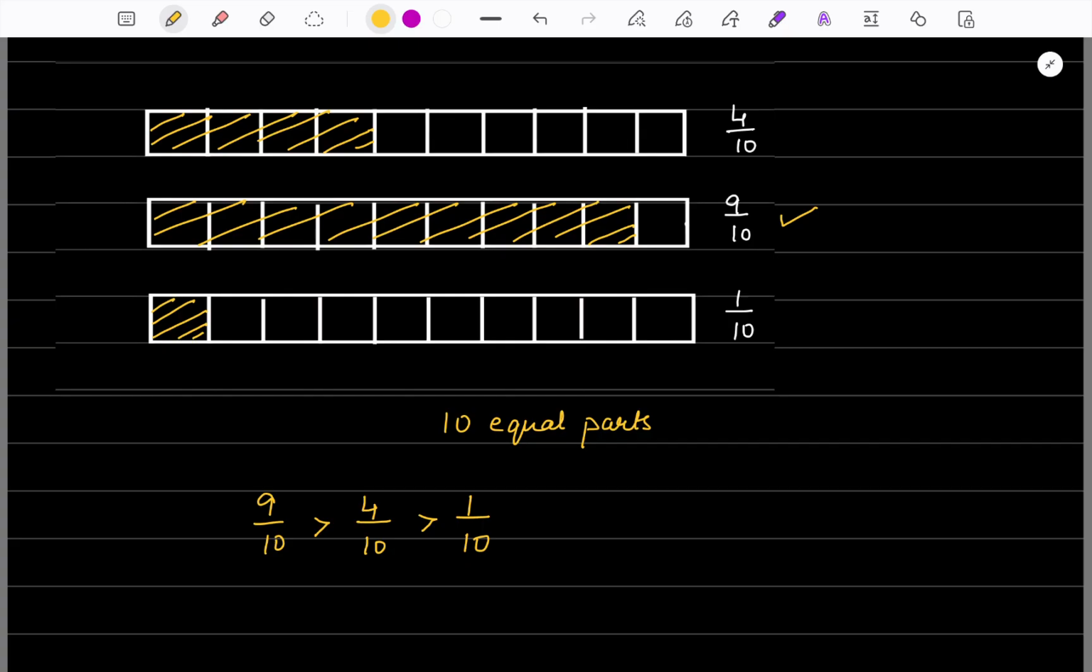Now this is what we got when we compared the numerators. 9 is greater than 4, which in turn is greater than 1. So we can say that the corresponding fractions 9 by 10 is greater than 4 by 10, which in turn is greater than 1 by 10. So comparison of like fractions is quite simple. That is, we simply compare their numerators.